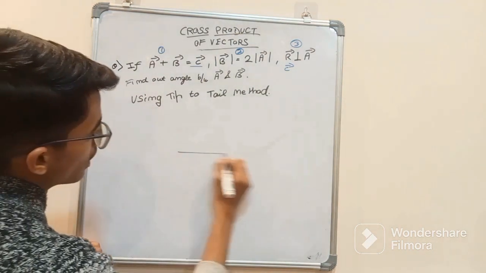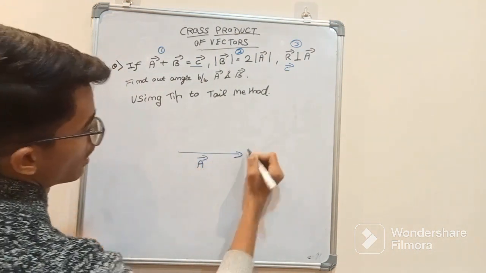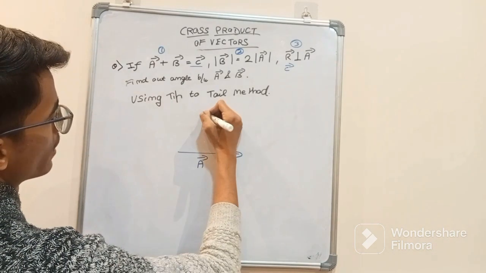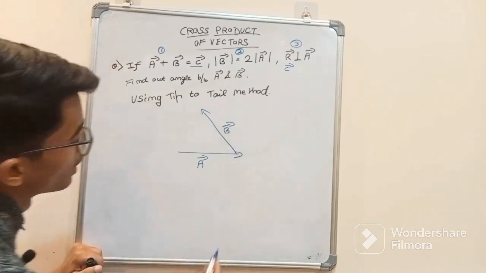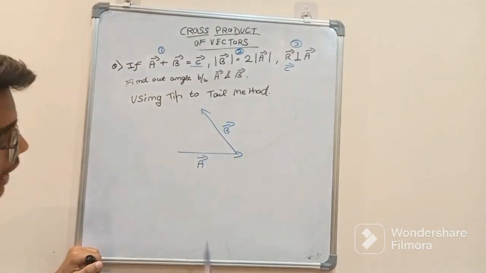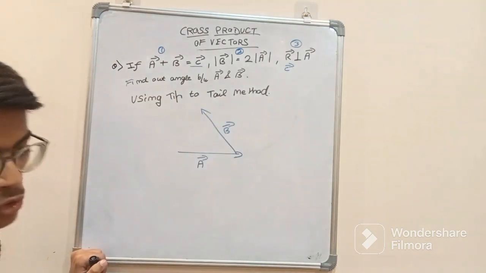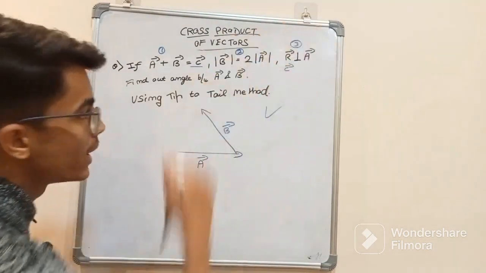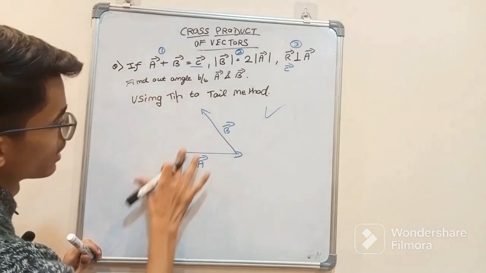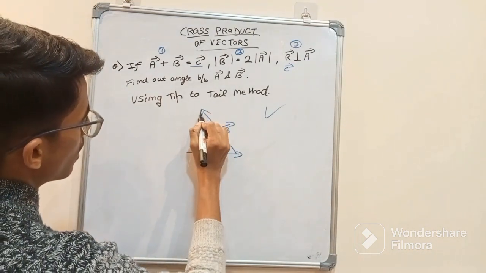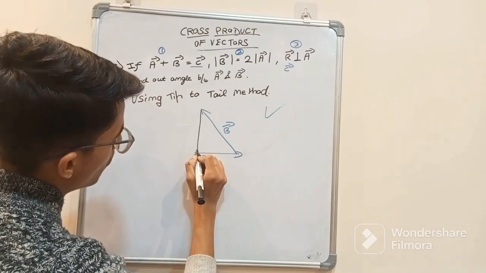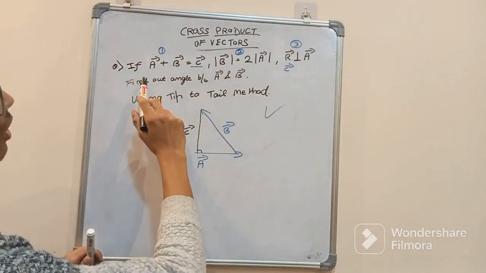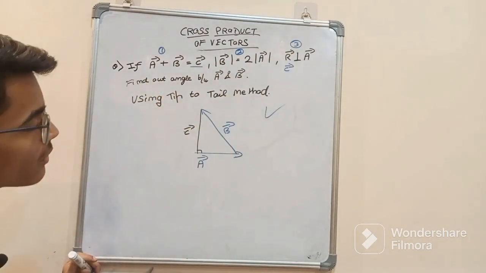So this will be our A vector and this will be our B vector, that is tip to tail. From the tip of the A vector we have joined the tail of the B vector. So this is the absolutely correct diagram and the resultant vector is perpendicular to A vector, that is the C vector. This is perpendicular to A vector, this is the C vector. So all the three conditions are satisfied.